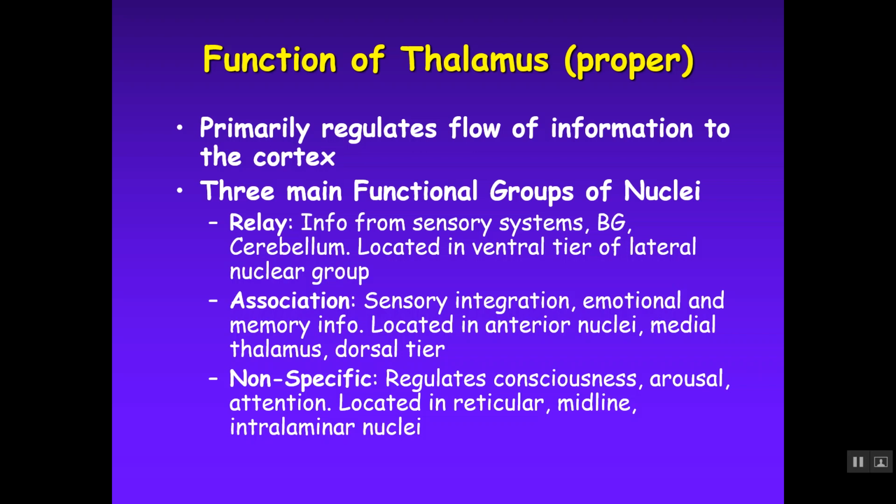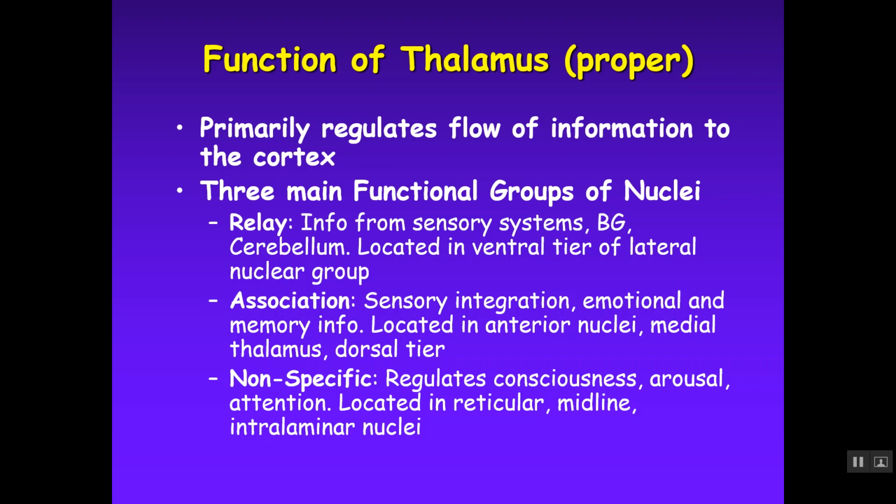Functions of the thalamus proper, the big egg-shaped thing. It primarily regulates the flow of information to the cortex. Anything that's coming from the body or coming in from sensory goes through the thalamus, or sometimes you send signals from your cortex through the thalamus back up to the cortex. It's like the secretary. It helps sift through what's most important, what information should we make sure gets to the cortex. It has three main functional groups of nuclei.